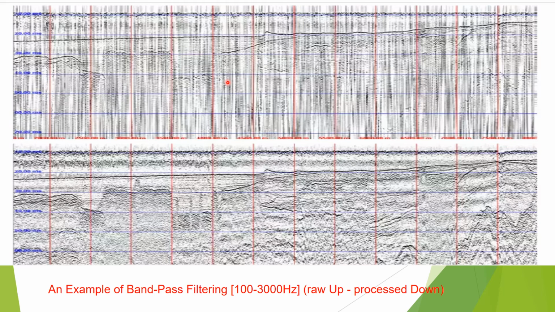So when you apply the bandpass filtering, the filtering at a particular frequency level from 100 to 3000 hertz, because it's a shallow seismic. The bandwidth for Sparker, I already have mentioned, is 50 to 3000 hertz. Within that frequency range, you can get a very good processed signal by implementing the bandpass filter within a certain frequency range. The raw signal is on top, and the lower signal is the bandpass filtered one.